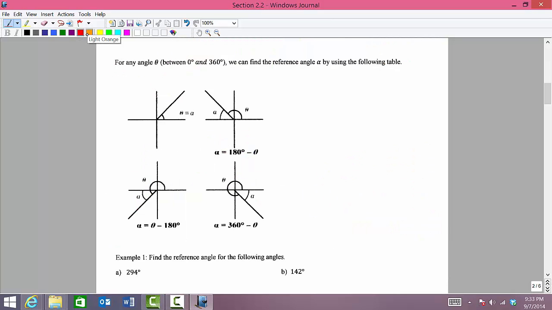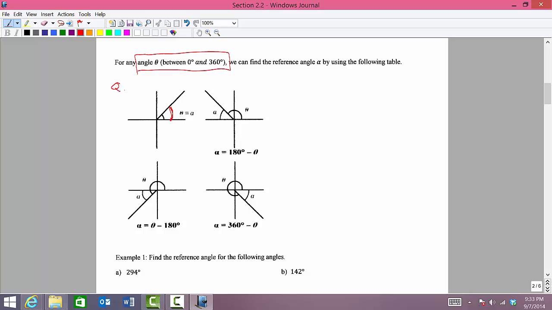On the next page, we see that we have sort of a formula for finding the reference angle if our angle is between 0 and 360 degrees. So this only works here if our angle is already between 0 and 360 degrees. We want to graph our angle first, and once we graph our angle, then we're going to look for the distance between the x-axis and the terminal side.